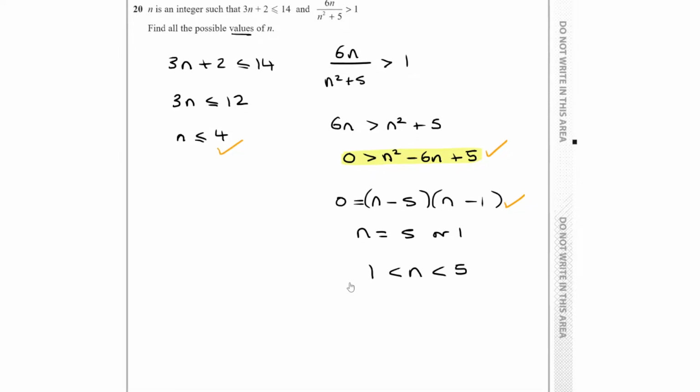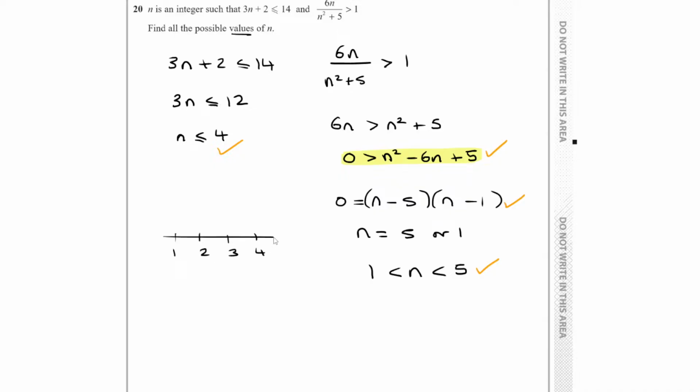So that bit there, and the 4th mark is for getting the correct 4 and the correct inequality. And that's the 4th mark. So we're already on 4 out of 5. Now the last bit's actually the easiest bit. You might be able to just visualize it. If you want to draw a number line, you can. If you can just see it in your head, also fine.